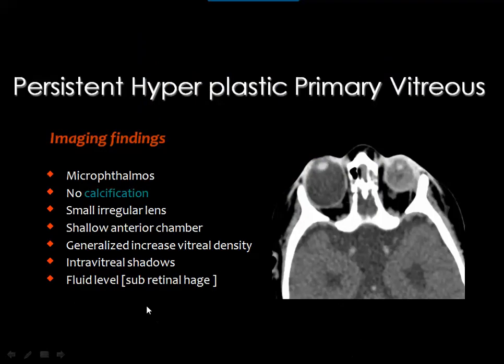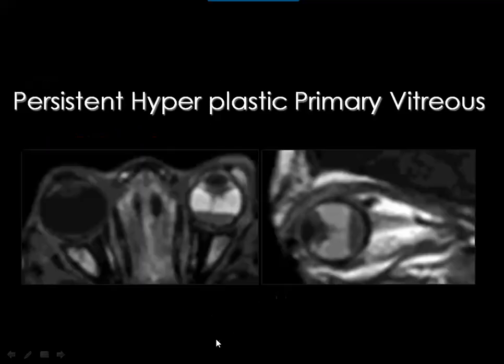If you look at the manifestations of hyperplastic primary vitreous, you can see the globe is small, the globe is white, the lens is distorted compared to the normal appearance, and there is no calcium inside the globe. This is a congenital disease. Then you get irregularity of the lens, shallow anterior chamber, and a generalized increase of the vitreous density, intravitreal shadows, and maybe fluid levels secondary to subretinal hemorrhage.